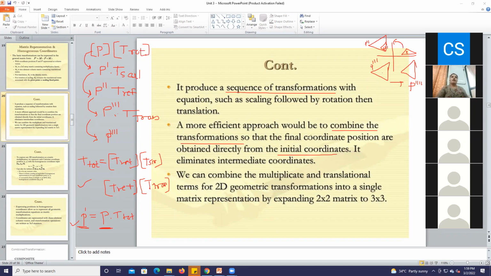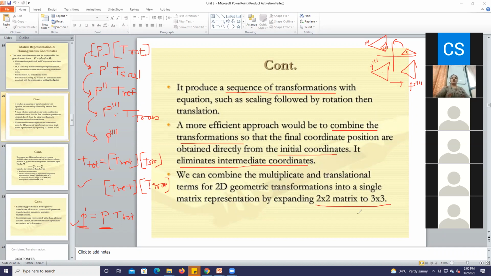So final coordinates P dash is obtained directly from the initial P. It eliminates the intermediate coordinates. हे P dash, P double dash, P triple dash हे सगळे त्यांनी eliminate केलं. So this method is more efficient in nature. We combine the multiplicative and translational terms into single matrix by expanding 2 by 2 matrix to 3 by 3.